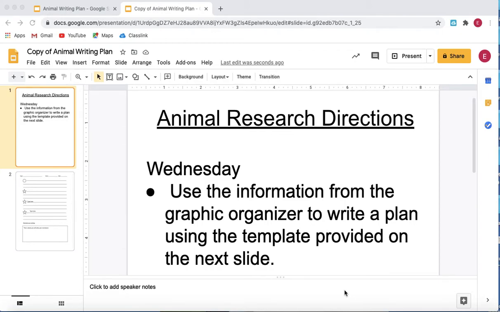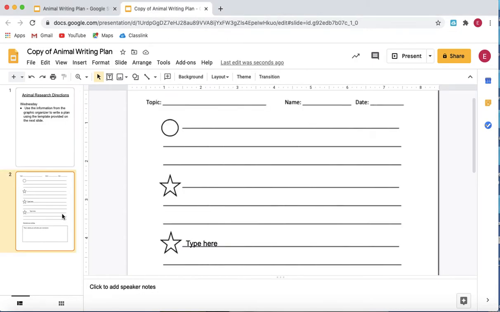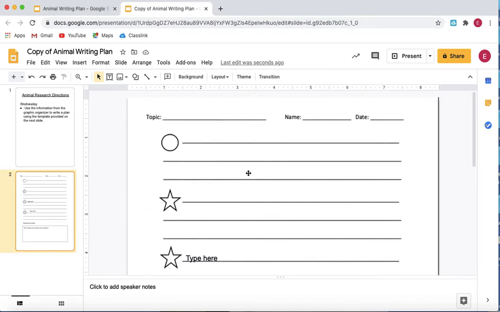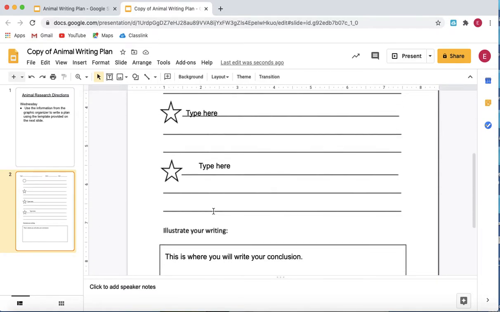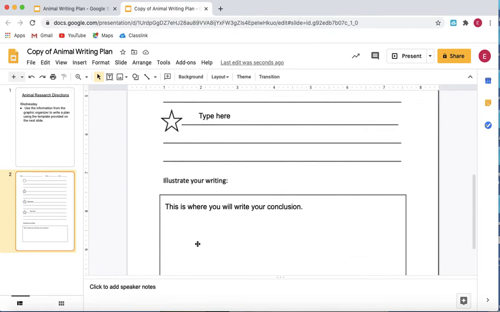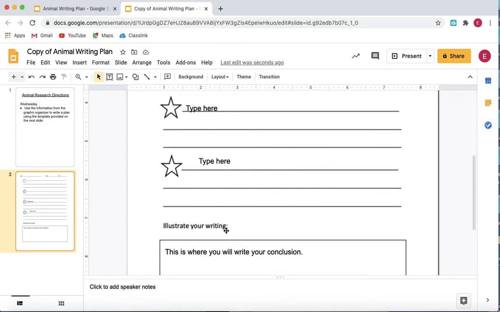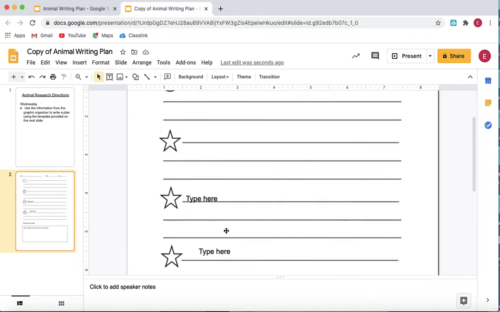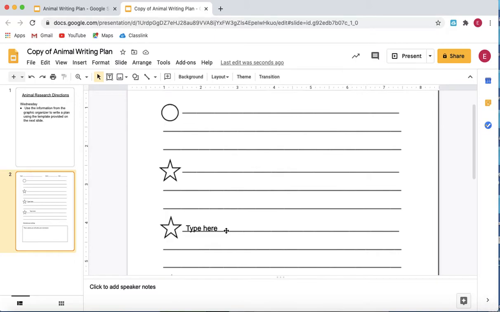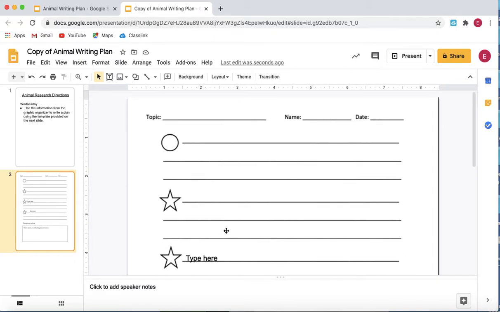Your animal research, you are going to be using the information from the graphic organizer to write a plan using the template provided on the next slide. So, this is what that plan looks like. This is where you're going to put your topic sentence. You have your 3 stars, and then this is where you'll put your conclusion sentence. So I know that you're probably familiar with this plan. You've probably done these a lot.